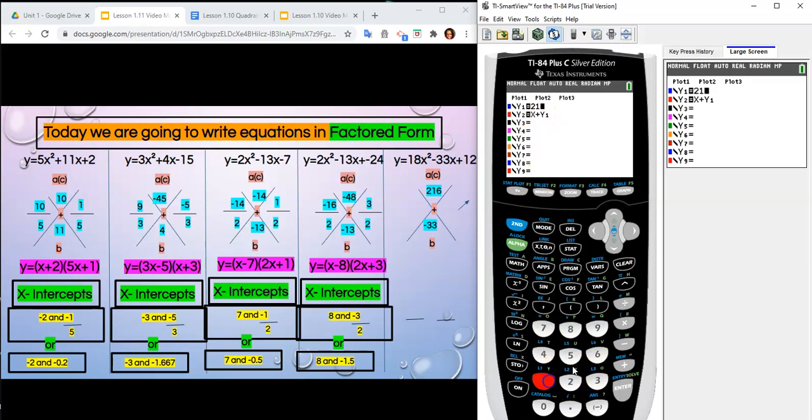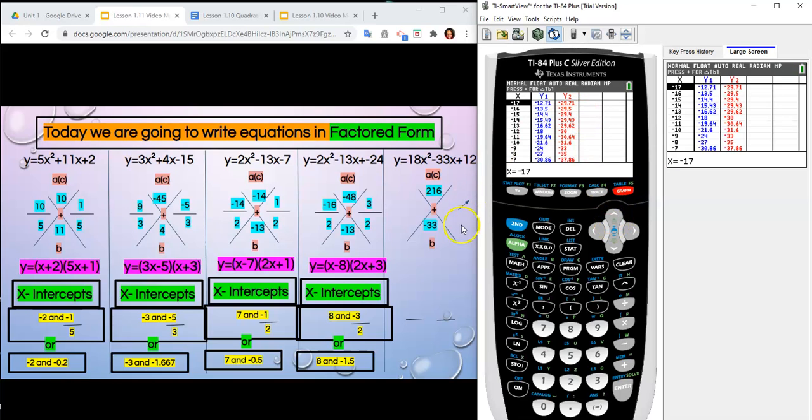So we're going to put 216, and that's going to be divided by x. Then we're going to go to second graph so we can look at our table. Now we're looking for a negative 33. Very quickly, my negative 33 popped up here. So I can see that my two factors would be negative 9 and negative 24.